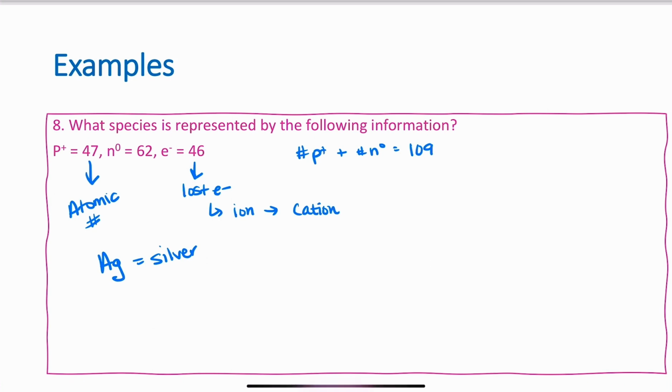So I do know the species itself is a silver ion, but if I want to write it out in the correct format, I'm going to write silver, I'm going to write 109 for its mass number, and I'm going to write plus for its charge.